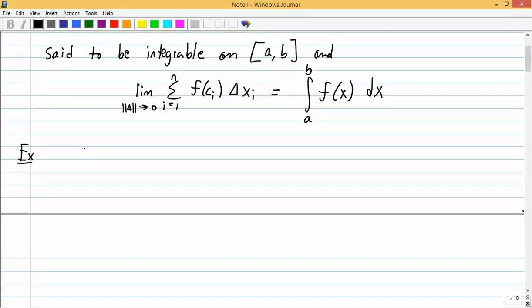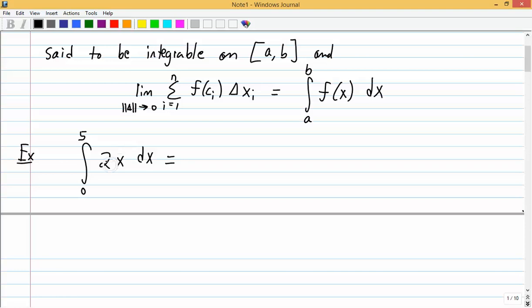So let's say I had the integral from 0 to 5 of 2x dx. And so what this means is, this is a definite integral. You can see my interval is 0 to 5. My lower limit of integration is 0. My upper limit of integration is 5.